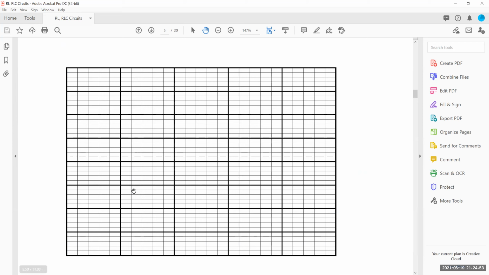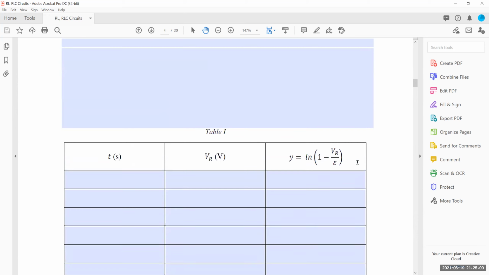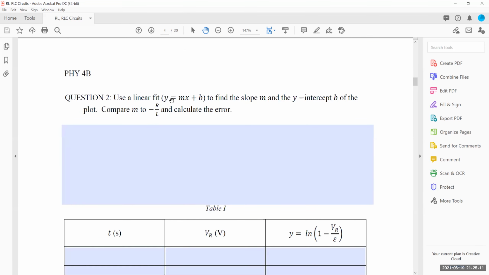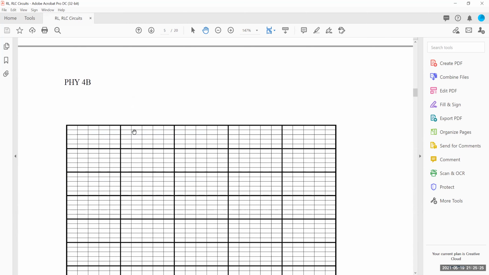And the plot, whatever you end up with, remember the voltage, this is across the inductor, was actually 12 volts, and it should start to decrease with time until it drops to 0. So this should be in a decline. Use a linear fit, y equals mx plus b, to find the slope m and the y-intercept of the plot. Compare m to negative R over L. So it's going to be a negative slope, coming down.